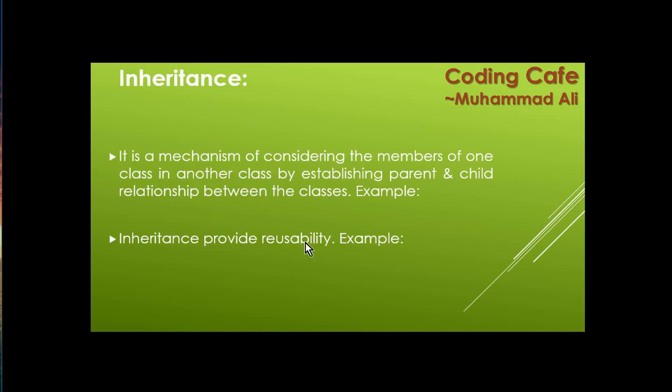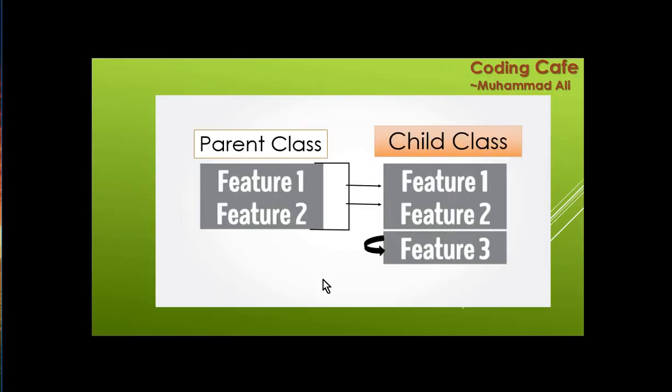Inheritance provides you reusability, that is, it provides a platform where we do not have to rewrite the code again and again. Okay, this is the child class and this is the parent class. Let's say we have two features inside the parent class, or you can say two methods in a parent class. So these two methods can be accessible by the child class without the repetition of code. I mean, the child has access to both of these methods, and the child has an independent method, or you can say feature, by the name feature 3.